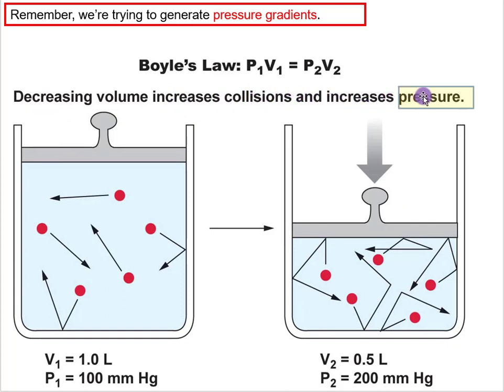This is significant because, again, we're trying to generate pressure gradients. I'm not interested in having you solve anything algebraically. It's not like I'm going to give you one pressure, one volume, and another pressure, and have you solve for the volume. That's a very simple algebraic expression, but it's not important for what we're doing. I just need you to understand the theme that given the same amount of gas, the greater the volume, the lower the pressure. The smaller the volume, the greater the pressure.